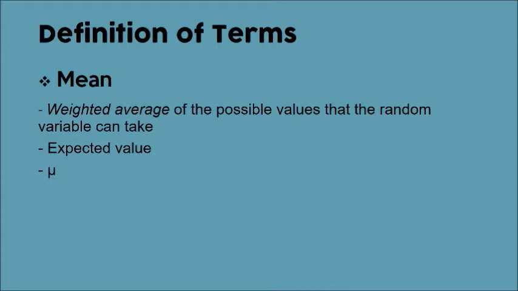The formula for solving the mean of a discrete random variable when provided with a probability distribution is the summation of the product of the possible value of the random variable and the probability that the random variable will happen, or in short, the summation of the product of x and p.